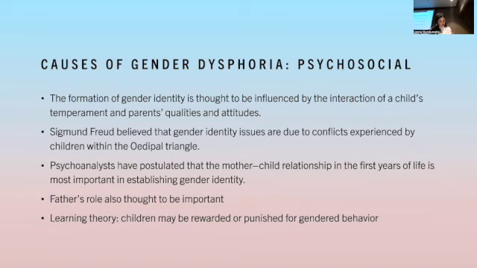Psychoanalysts have postulated that the mother-child relationship in the first years of life is important in establishing gender identity. Father's role is also thought to be important. Retrospective studies in adult transgender people have shown differences in recalled child-rearing patterns between them and cisgender groups. Male to female trans people characterize their fathers as less emotionally available, less warm, more rejecting, and overly controlling. Female to male trans people characterized both parents as more rejecting and less emotionally warm, but they characterized only their mothers, not their fathers, as overprotective. In terms of learning theory, children might be rewarded or punished for gendered behavior, which may influence their gender identity.